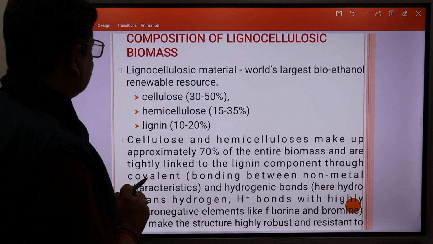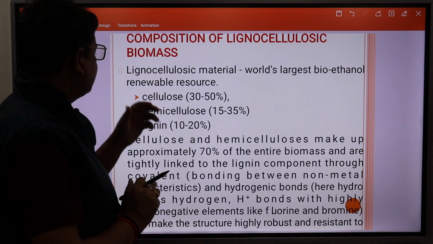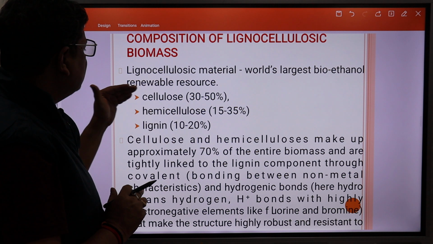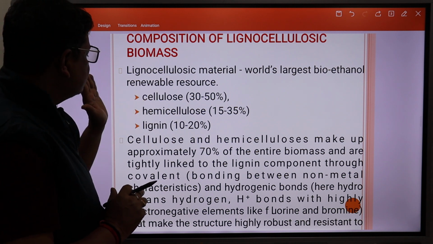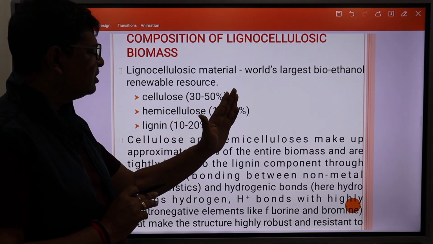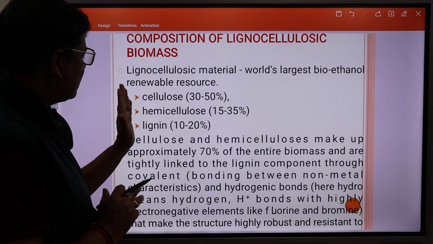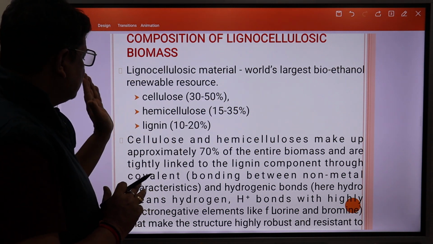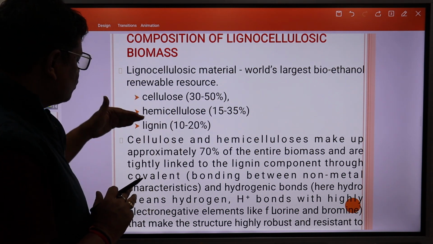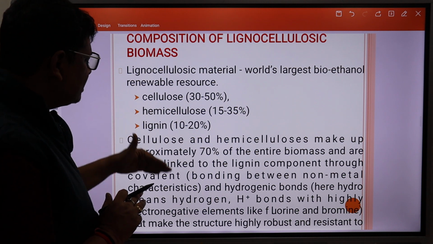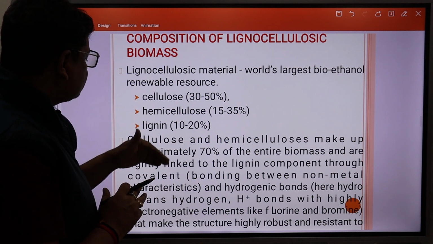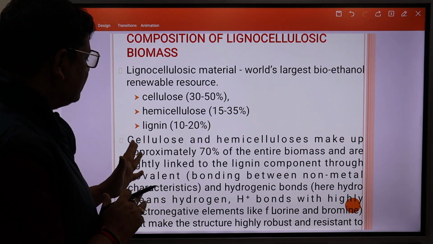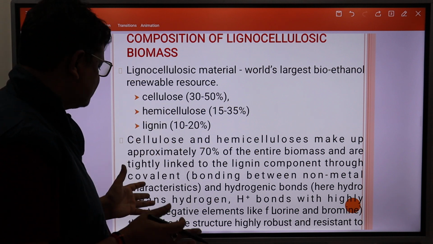So what is the abundance factor here? This is the composition of lignocellulosic biomass. Lignocellulosic material is the world's largest renewable resource for bioethanol. How much does it offer? Cellulose offers 30 to 50% of the total biomass. Hemicellulose is second, 15 to 35% of biomass. Lignin is 10 to 25% of biomass. That is why we are very much interested in tapping the cellulose and hemicellulose, which make up approximately 70% of the entire biomass, right?